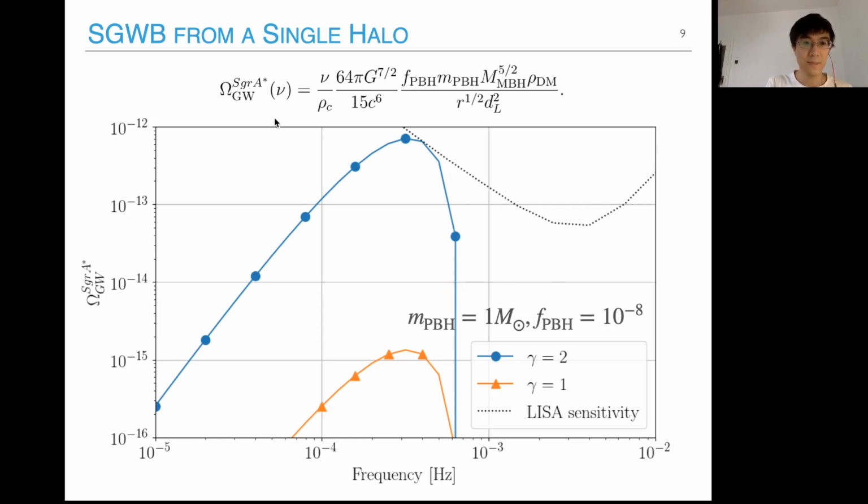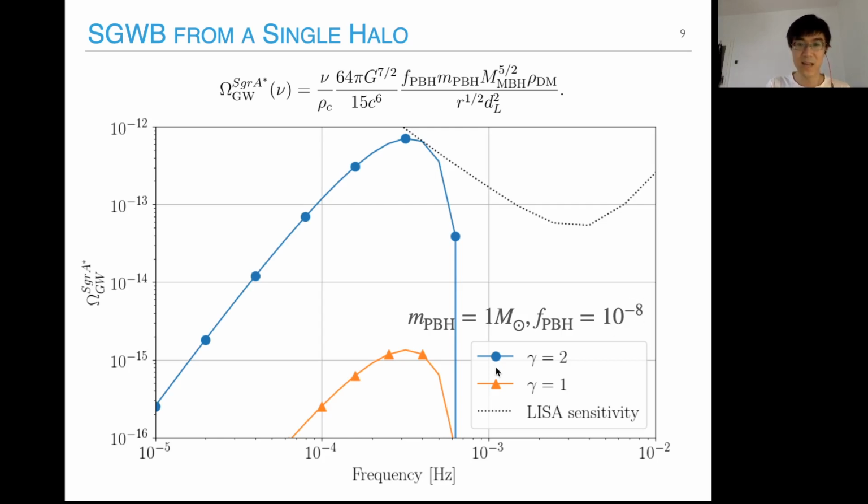And finally, I put here the final result of the omega GW from a single dark matter halo, which is our Milky Way. And this is the stochastic background from the Milky Way's halo. You can see here, firstly, I plot the LISA sensitivity. And then I choose the primordial black hole's mass to be one solar mass and the fraction to be a very, very tiny number, 10 to minus 8.